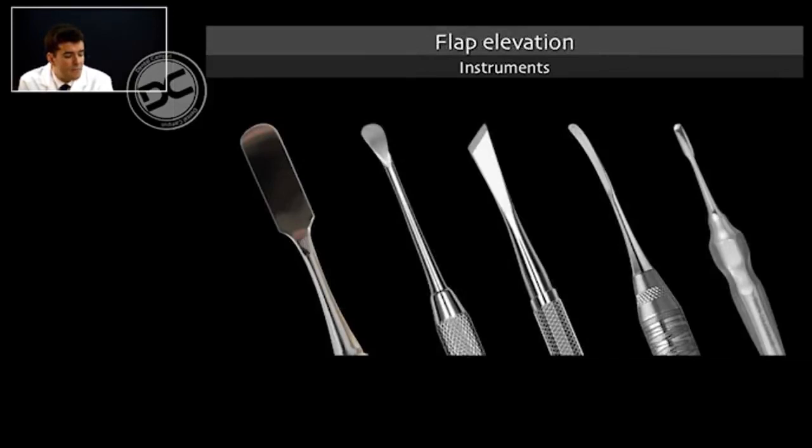Regarding the flap elevation, there is a wide range of instruments for the elevation of the mucosal flap. Generally, we use large elevators in the edentulous areas and try to use as small elevators as possible in the region around the teeth, so to elevate the gingiva. However, it's important to underline that today the use of micro-instruments, of microsurgical instruments, is highly recommended in order to traumatize the soft tissue as little as possible.